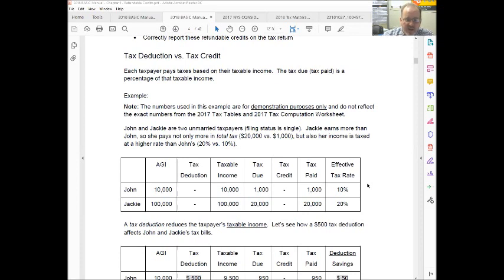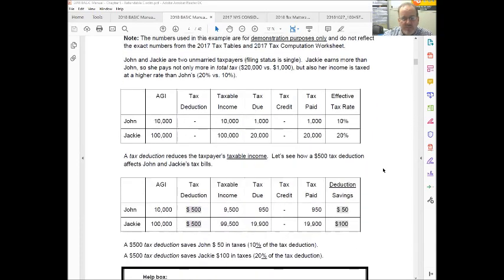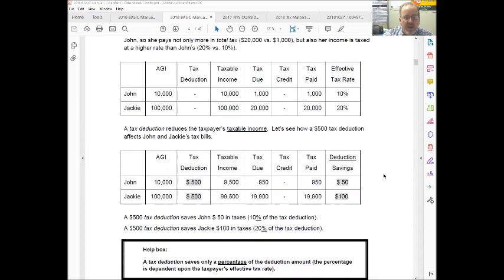John makes $10,000. Jackie makes $100,000, okay? That is their taxable income, and we see their tax rate of 10 and 20% over there. So they're going to pay $1,000 and $20,000, okay? So that's kind of our baseline. All right, the first thing we're going to talk about is a deduction, okay? John got a tax deduction. It could be an adjustment to income or a deduction, all right?